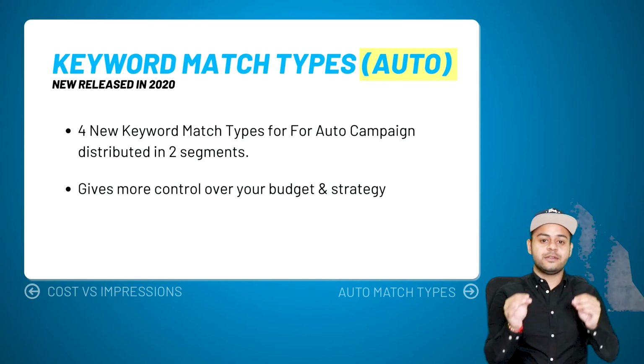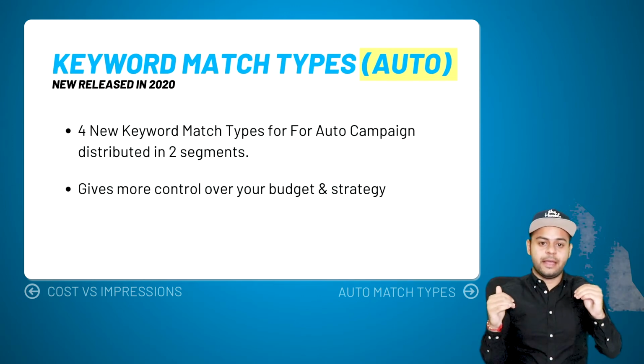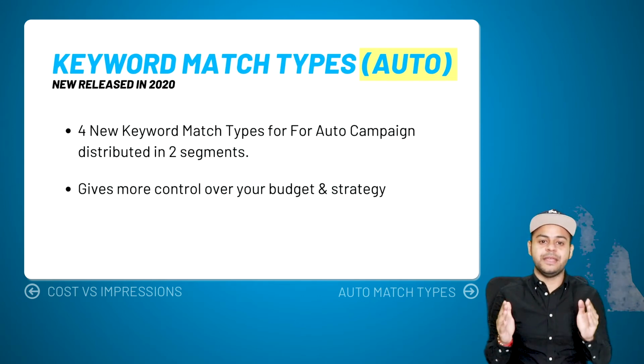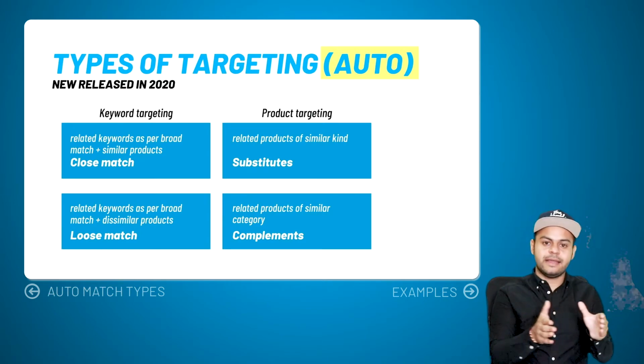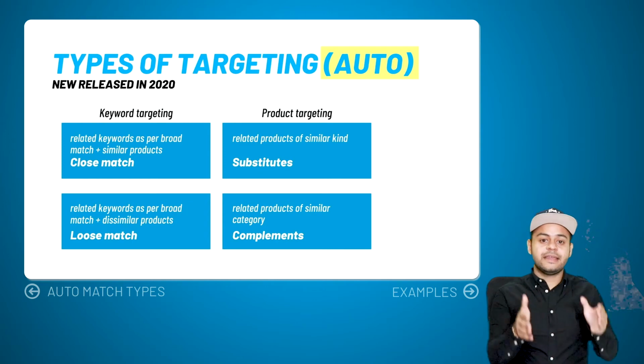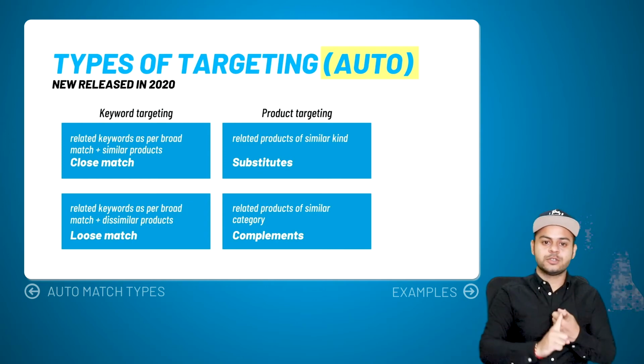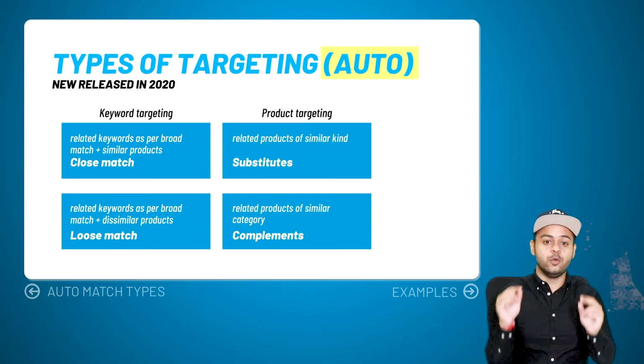So let's understand the 2 segments within automatic campaigns and what they exactly mean. Similar to manual campaigns, auto campaigns also have keyword targeting and product targeting. Within keyword targeting, there are 2 kinds of match types. The first one is a close match. The second one is a loose match.